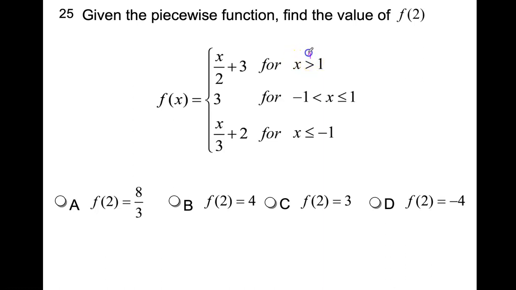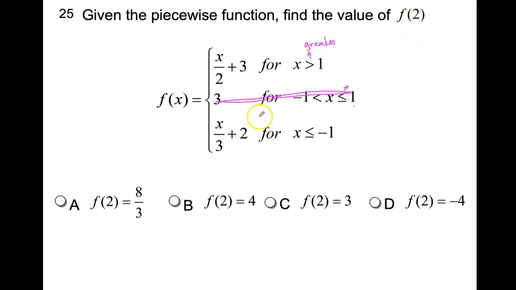Now this is greater than 1, and this number is 2. I can use this function for this. Let's talk about this. This is saying it is between negative 1 and positive 1. This one is less than or equal to negative 1. We cannot use this, so this is out of the picture. Just scratch it off to avoid confusion. What about this? This is less than or equal to negative 1.